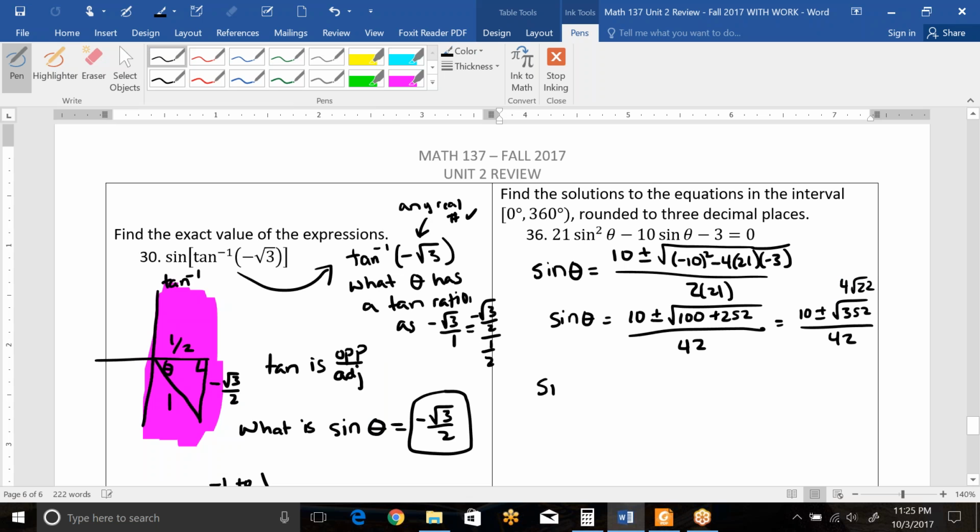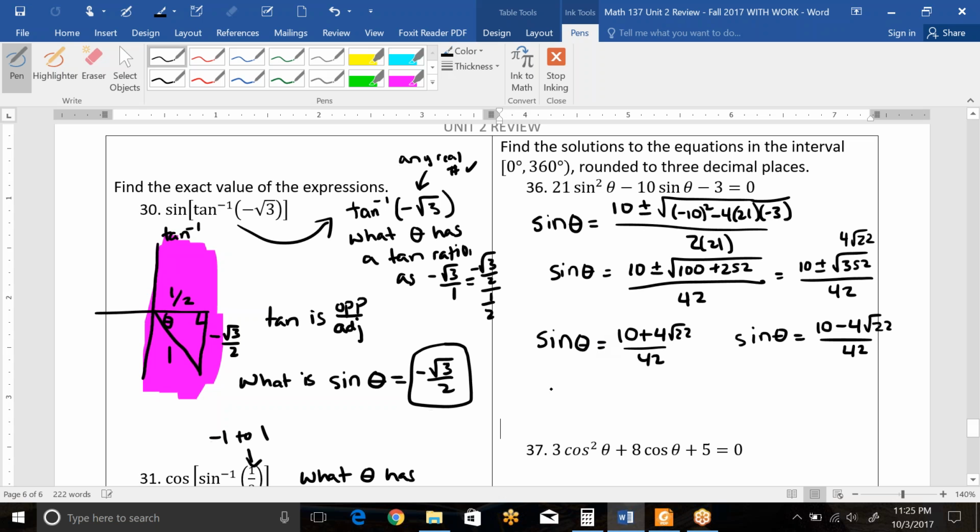So let's rewrite this. Sine theta, I'm going to write my two versions: sine theta equals 10 plus 4 square root of 22 over 42, or sine theta equals 10 minus 4 square root of 22 over 42. If I reduce those, I divide everything by 2. This would be 5 plus 2 square root of 22, and remember, that's in the radical, so it doesn't get divided, over 21. And sine theta equals 5 minus 2 square root of 22 over 21.